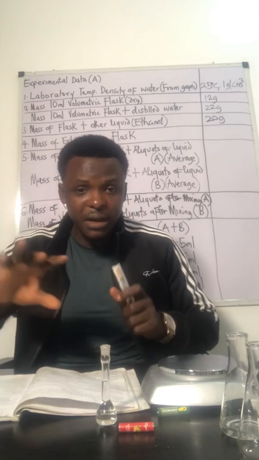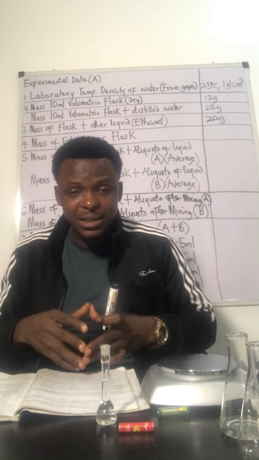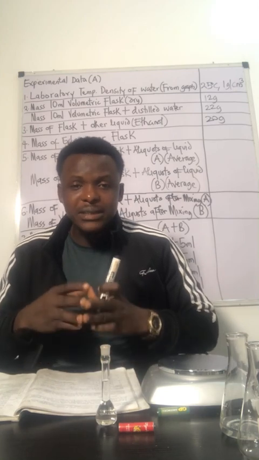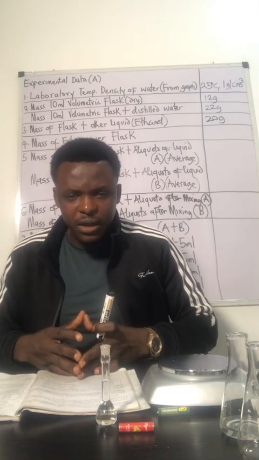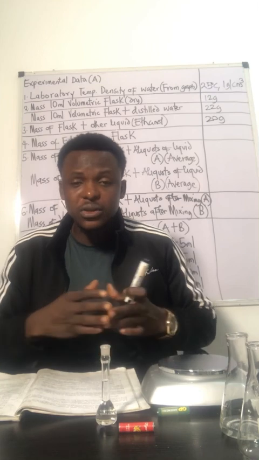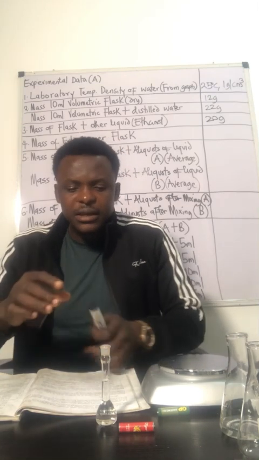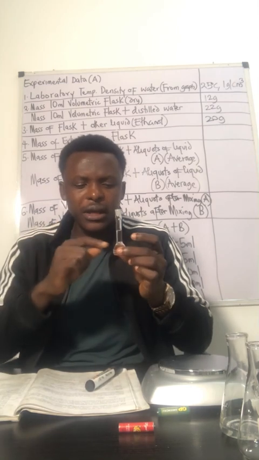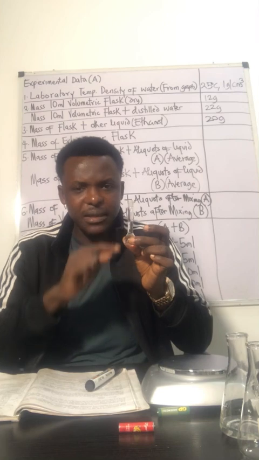Okay, so in summary, what we have done in this procedure is to actually determine the density of ethanol. Now, density can be obtained using density equals mass over volume. We need to know the mass of ethanol and we need to know the volume of ethanol so we can solve for the density of ethanol. And how do we do that? Now, we are going to pour ethanol into this flask where the mark is. The mark is actually 10 ml.